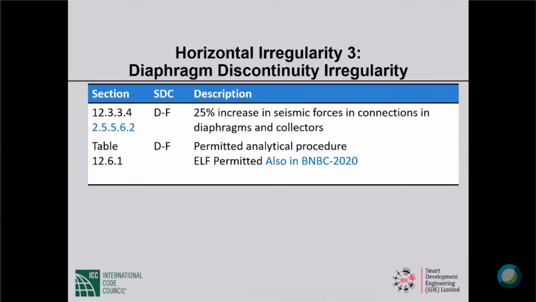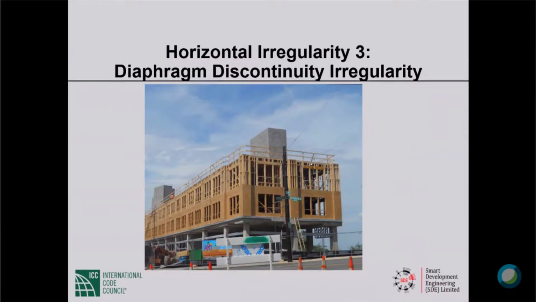In any case, if you have a diaphragm discontinuity, this is type 3 horizontal, then the two requirements that are invoked are the 25% increase in seismic design forces and permitted analytical procedure. If you go there, there is really no restriction. Equivalent lateral force is permitted, in ASCE 7-05 as well as in BNBC 2020. BNBC, as you recall, will force you to do dynamic analysis only for vertically irregular structures, not for horizontally irregular.